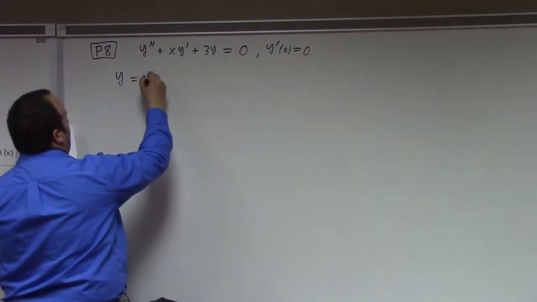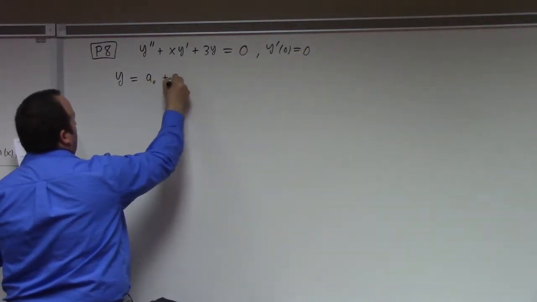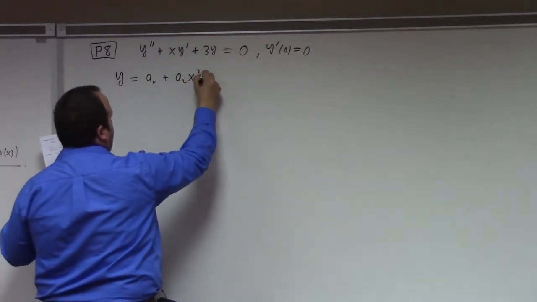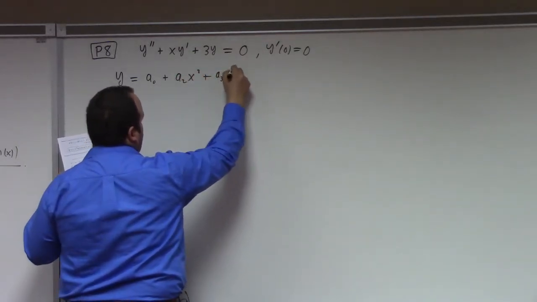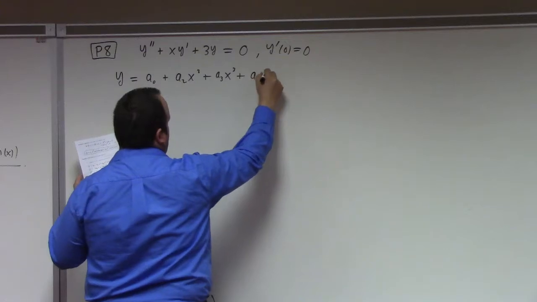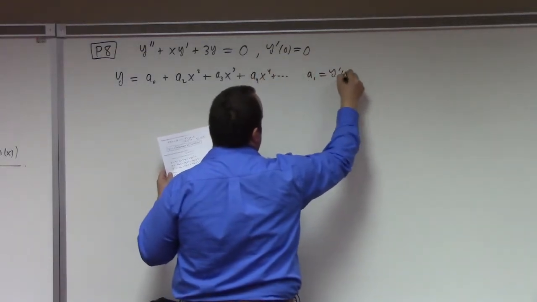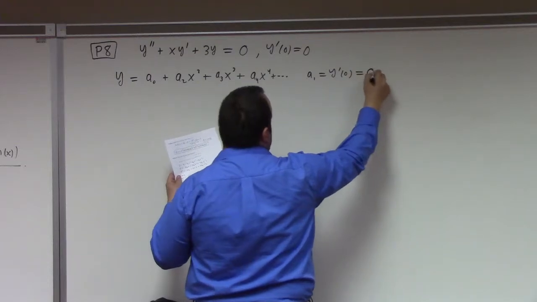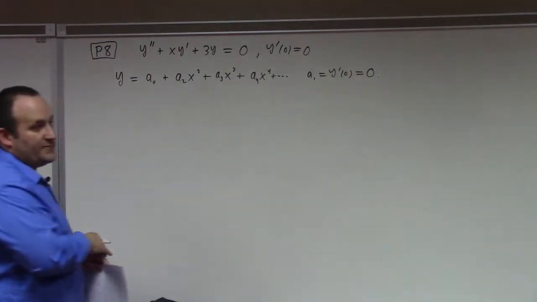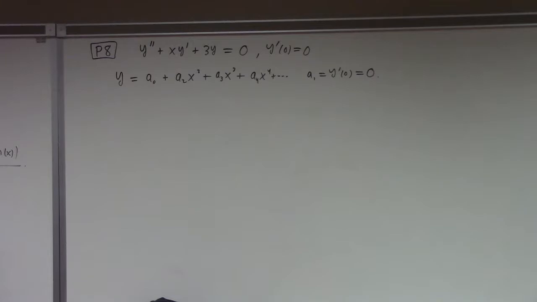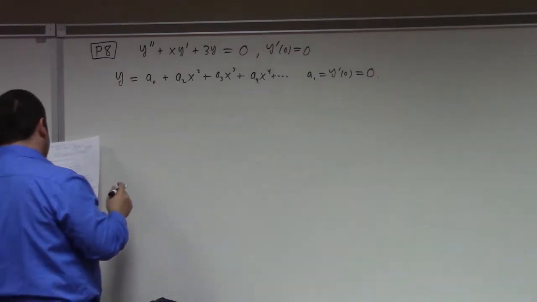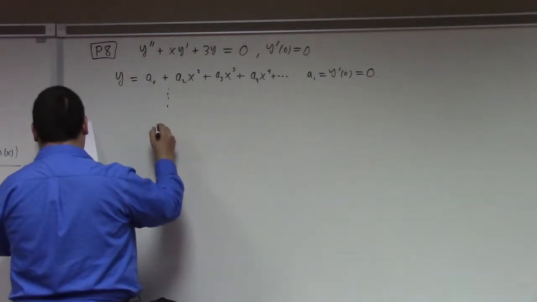So y will be equal to a sub 0 plus a sub 2 x squared plus a sub 3 x cubed plus a sub 4 x to the fourth plus dot dot dot, as a sub 1 is y prime of 0 by Taylor expansion, and that's 0. So I don't need a linear term from the outset because of the initial condition. And so you work that out.